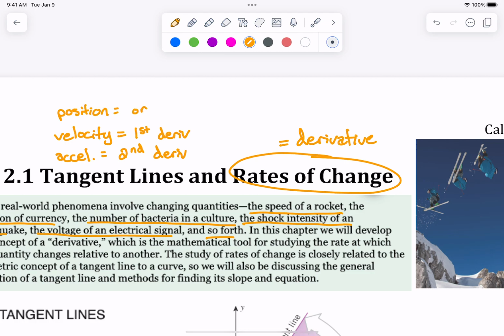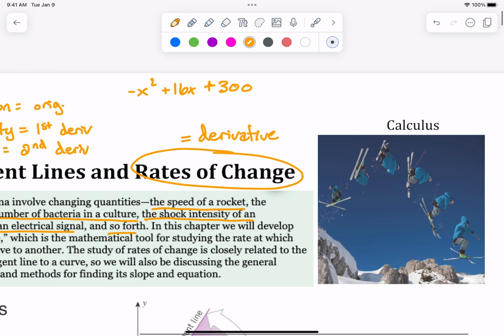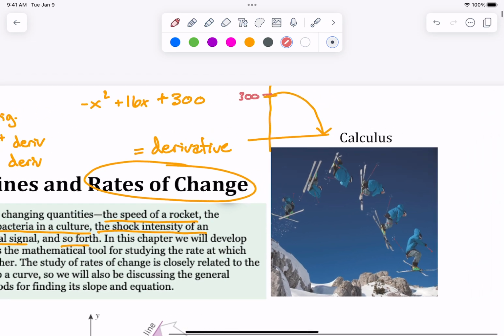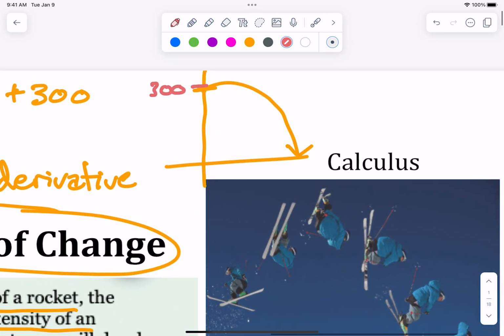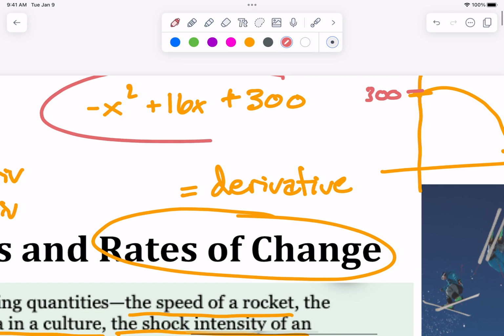Position equals the original. So the way that this works is, let's say I have the function negative x squared plus 16x plus 300. What that's going to look like is a parabola starting at 300 and going down. 300 is the y-intercept, and that means I'm dropping something off of a cliff that's starting 300 up in the air. Got it? And it's going down. This is the equation of the position function, okay?